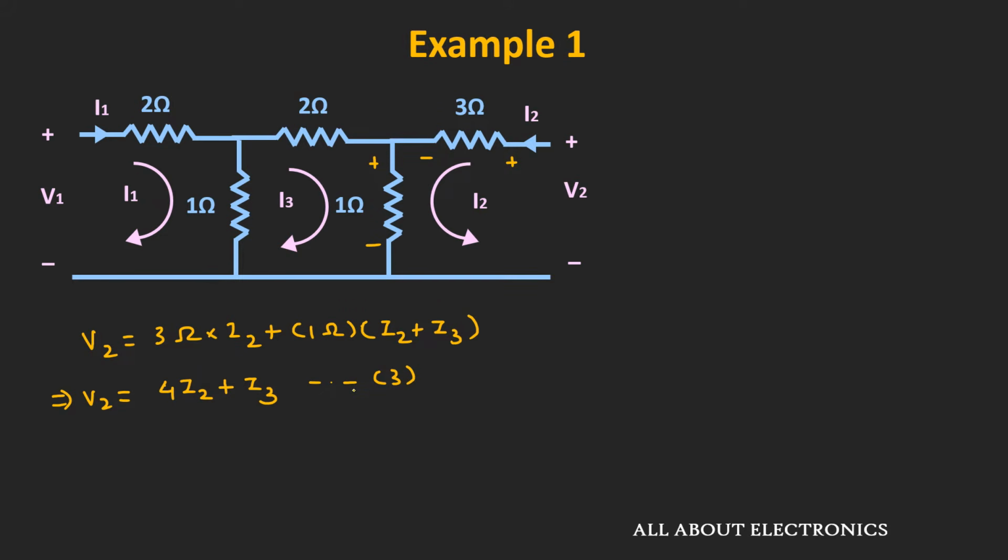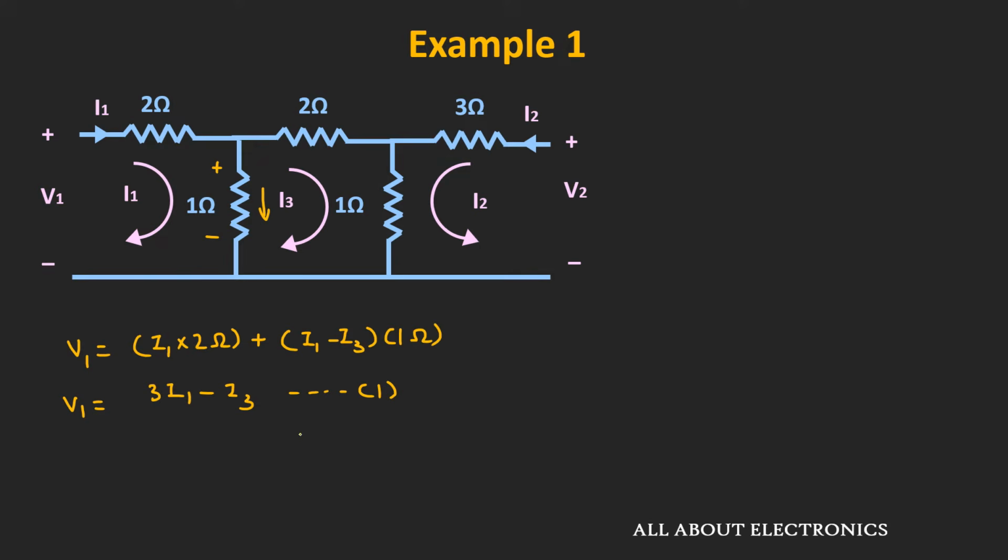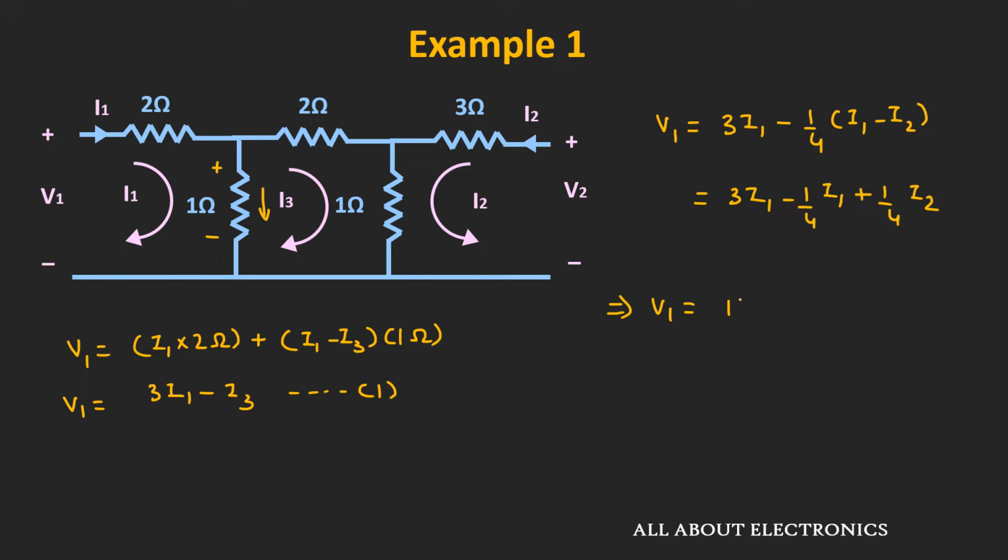So now let us put the value of current I3 in the third expression. That means we can say that voltage V2 is equal to 4I2 plus 1 by 4 times I1 minus I2, that is equal to 1 by 4 times I1 plus 15 by 4 times I2. Similarly, now let us put the value of I3 in this first expression. That means voltage V1 is equal to 3I1 minus 1 by 4 times I1 minus I2, that is equal to 3I1 minus 1 by 4 times I1 plus 1 by 4 times I2. That means V1 is equal to 11 by 4 times I1 plus 1 by 4 times I2.